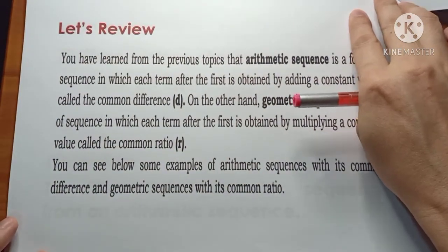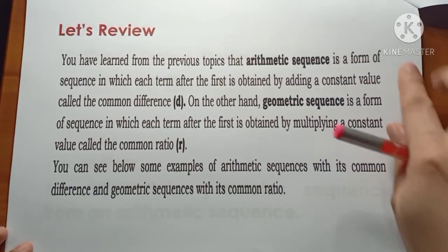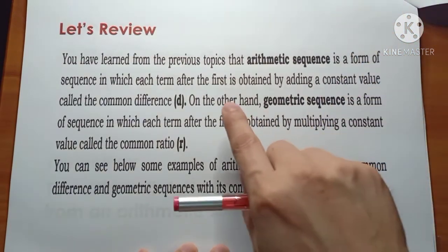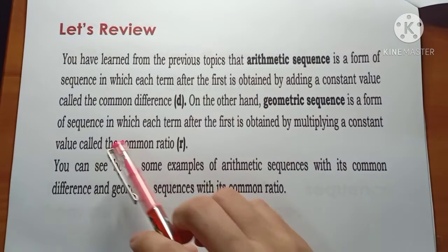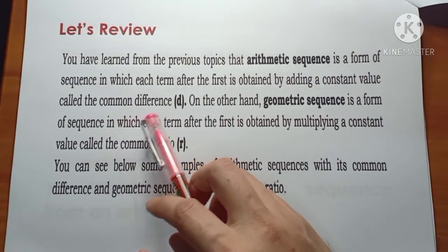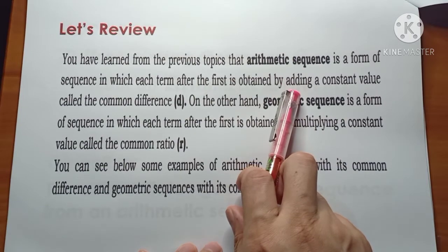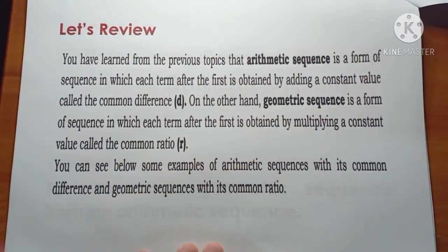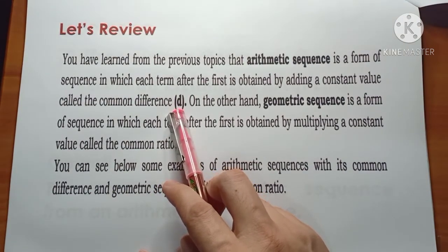So you have learned from the previous topics that arithmetic sequence is a form of sequence in which each term after the first is obtained by adding a constant value called the common difference. So ang arithmetic sequence, alam natin na nag-add lang tayo ng common difference, yung constant value na tinatawag natin na common difference na denoted by letter D.